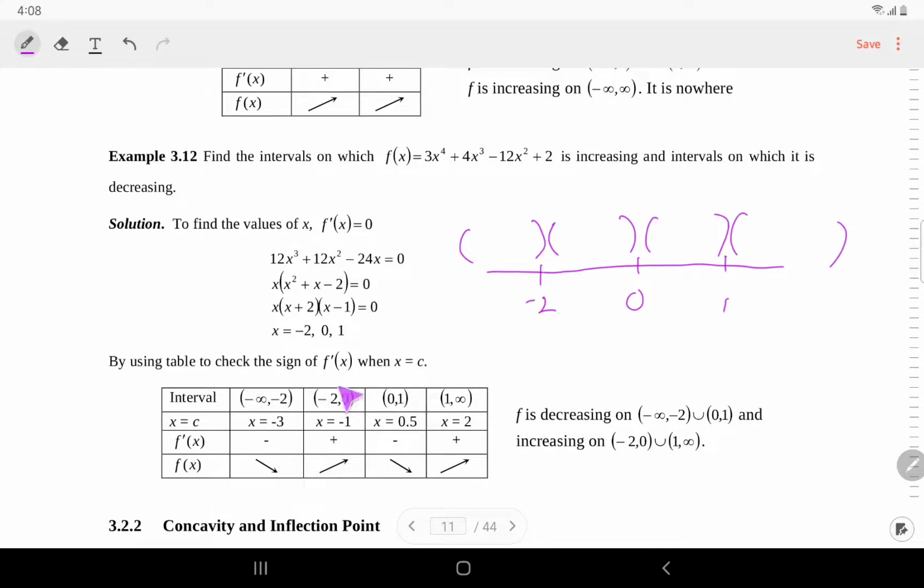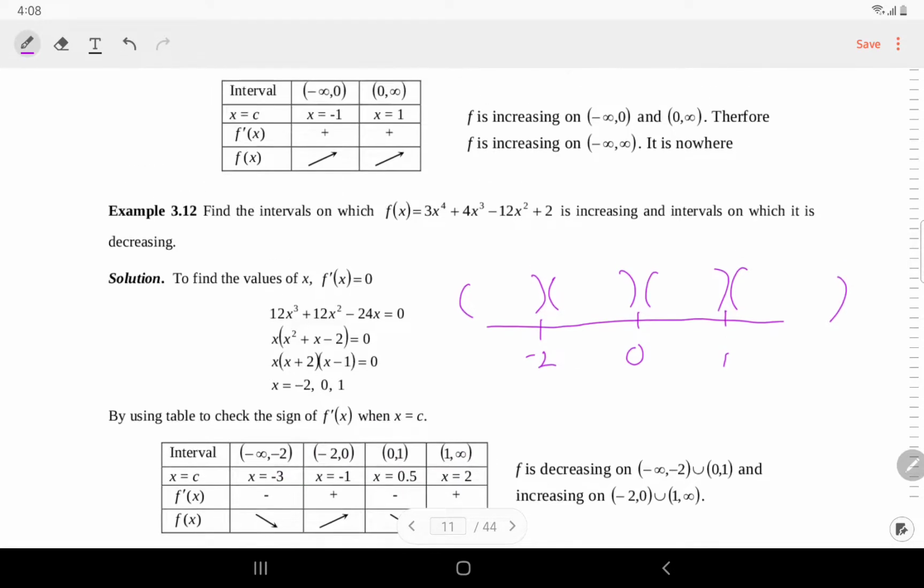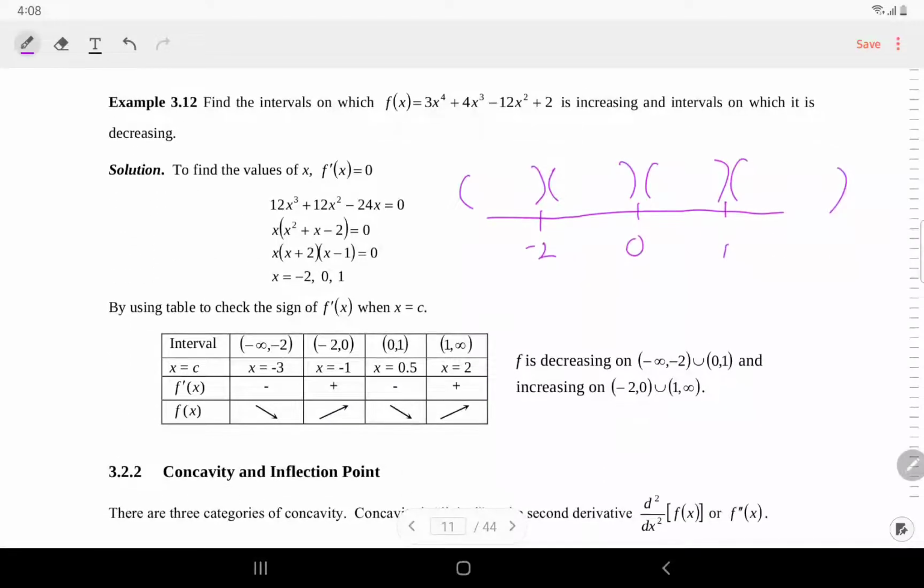We have 4 intervals. The first interval is from negative infinity to negative 2. Second interval, negative 2 to 0. Third interval, 0 until 1. Fourth interval, 1 until positive infinity. So, there are 4 here. It's a bit different from the solution just now.